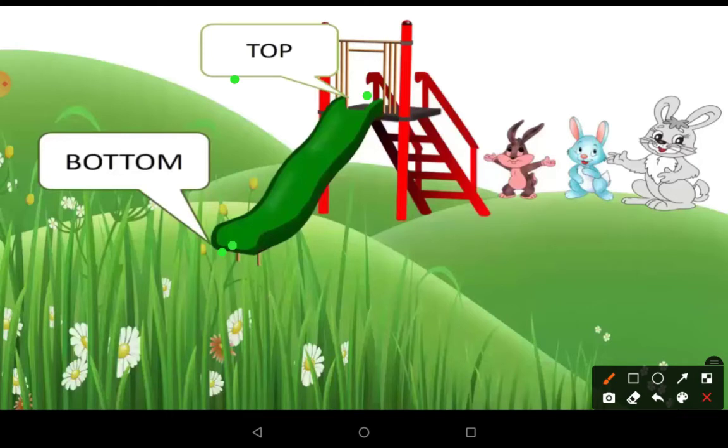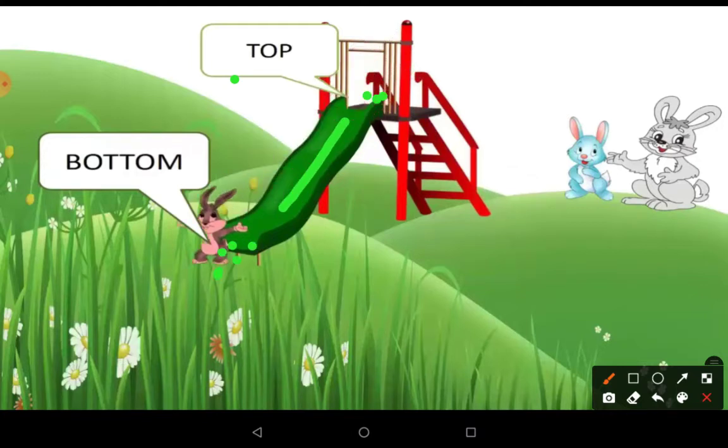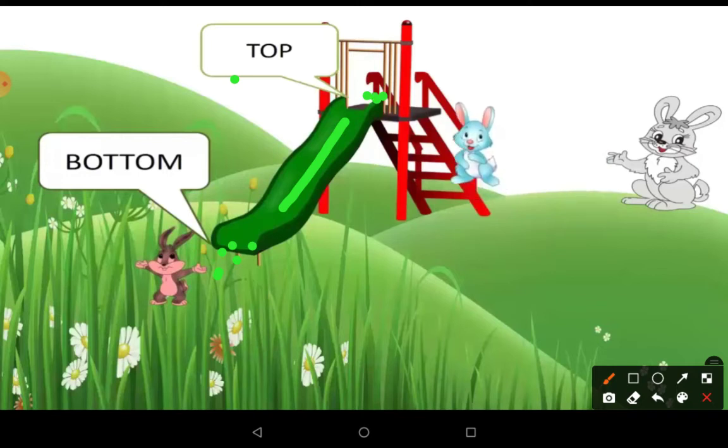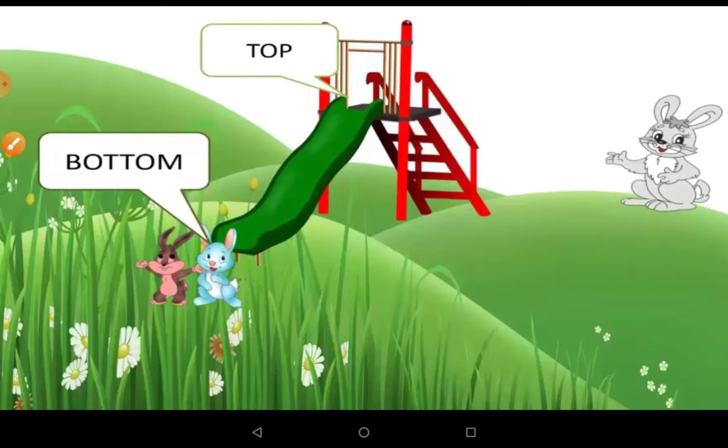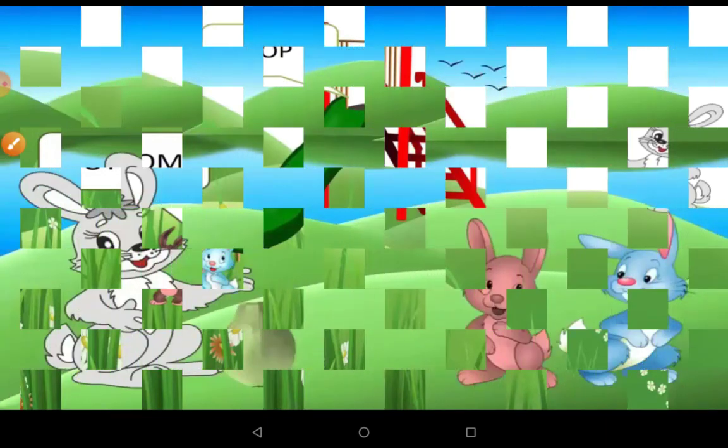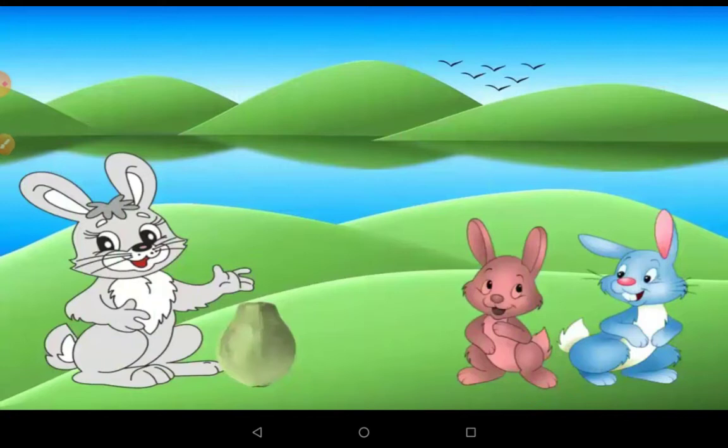Top, bottom. If you climb up, where will you come? If you climb to the top, you will slide down and you will come to the bottom. Okay, you all know this very well, right? Top, bottom. T-O-P, top. B-O-T-T-O-M, bottom. Top, bottom.